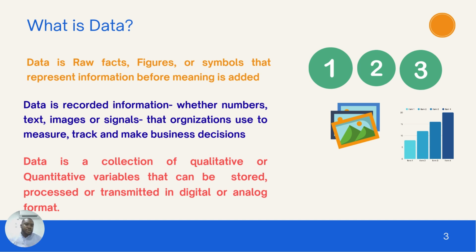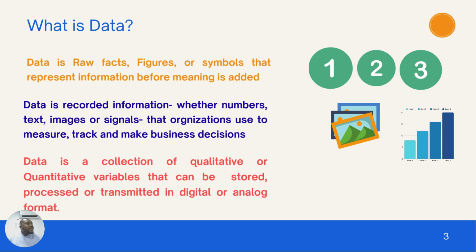In the business world, data is seen as recorded information, whether numbers, text, images, or signals, that organizations use to measure, to track, and to make business decisions. I gave a practical example before: 200 naira, for example, doesn't mean anything. But if I tell you 200 naira is the cost price for producing a bag of cement, then as a business person, it starts to make sense to you. So data in business is recorded information, whether numbers, text, images, or signals, that organizations use to measure, to track, and then to make business decisions, right? That's one of the key things you need to understand when it comes to data.